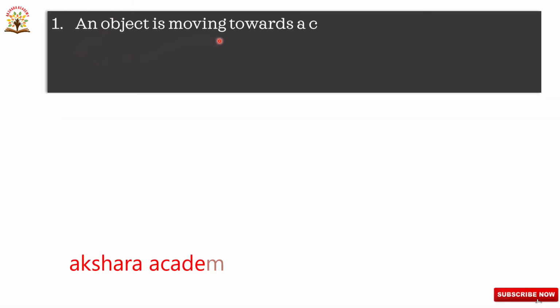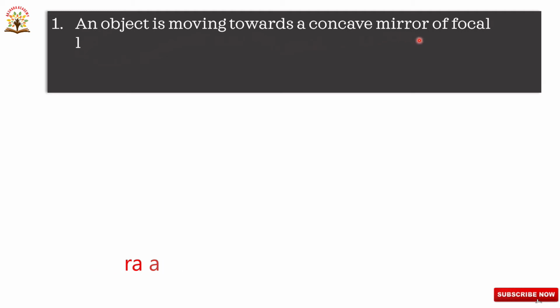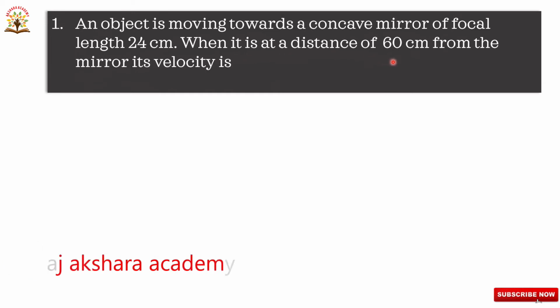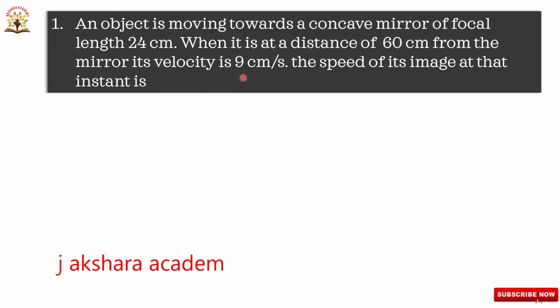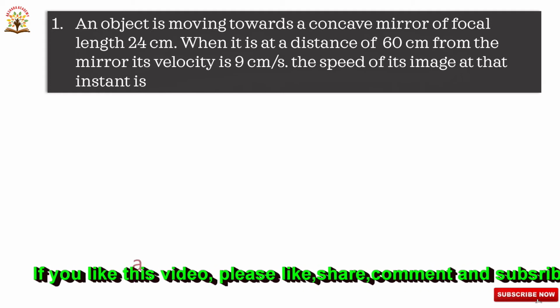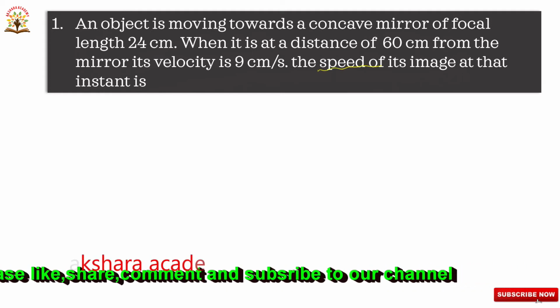An object is moving towards a concave mirror of focal length 24 centimeters. When it is at a distance of 60 centimeters from the mirror, its velocity is 9 centimeters per second. The speed of its image at that instant is. Here in this question we have to calculate the speed of its image.